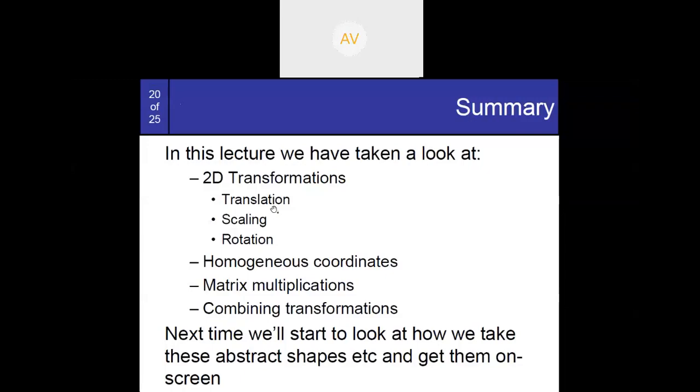So in this lecture we have taken a look at 2D transformations. First are translation, scaling, rotation, then homogeneous coordinate systems, then matrix multiplication, then combining transformation. Okay, next time we will go with the numericals also.